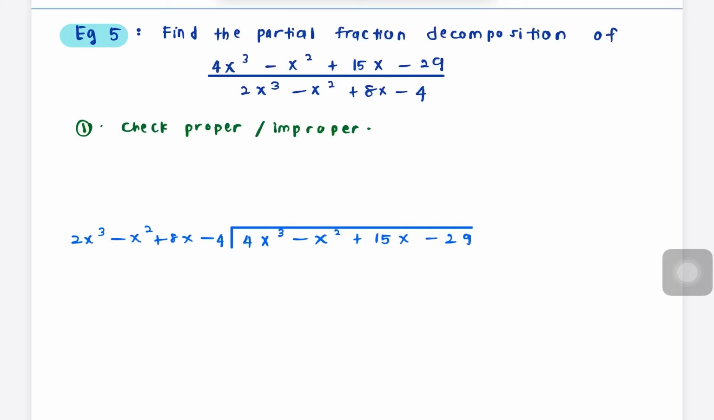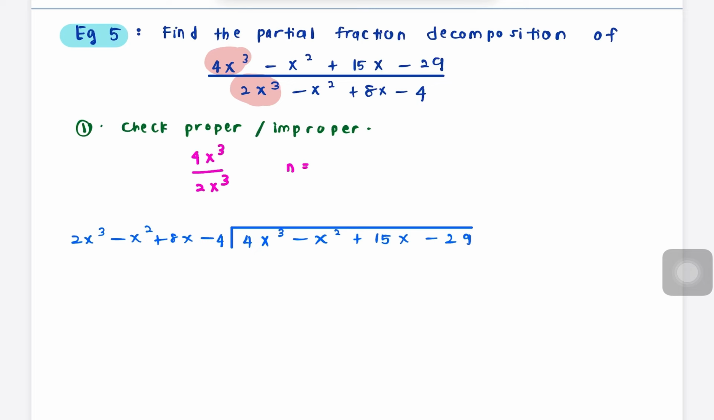Okay, for the next example, we will have a question which is improper. Look at this question: find the partial fraction decomposition of this fraction. If you look at the leading term, you will have 4x cubed for the numerator and 2x cubed for the denominator. So you have 4x cubed over 2x cubed.